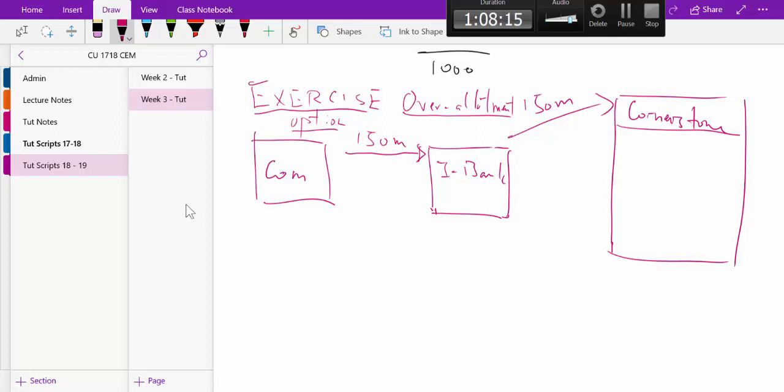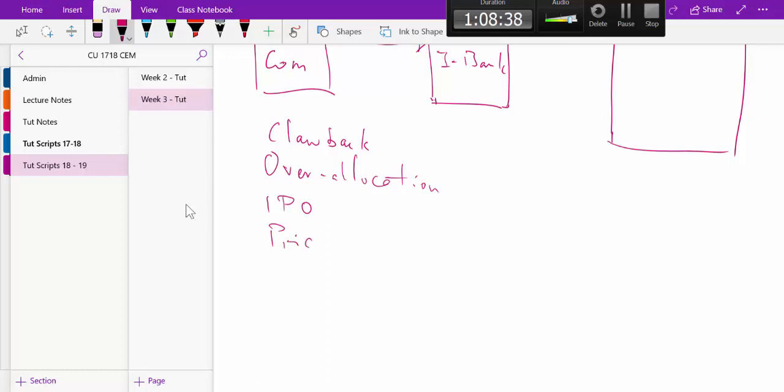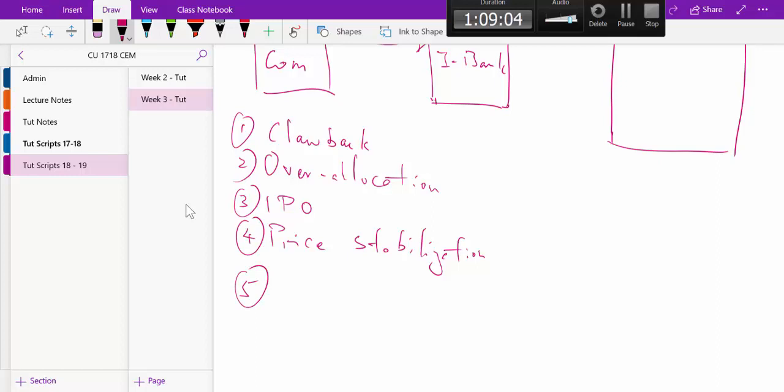So we have talked about over allocation. Well, first of all, the clawback, and then over allocation, and then the actual IPO itself, and then the price stabilization, which is actually a period of 21 days, and then the exercise, or I should say, so this is 1, 2, 3, 4, so 5 is to repay the borrowed shares and square your books.